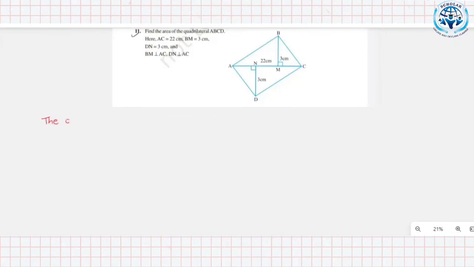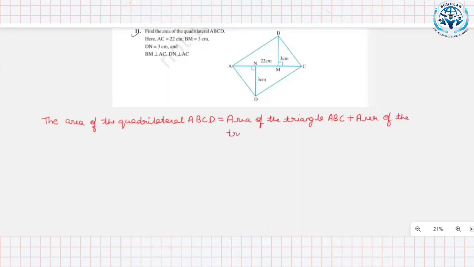Find the area of the quadrilateral ABCD. The quadrilateral is divided into two triangles, base and height both are given. So, we will find out the area of both the triangles and add to find the total area, that means the area of the quadrilateral. So, area of the triangle ABC and area of the triangle ADC is the total area of the quadrilateral.